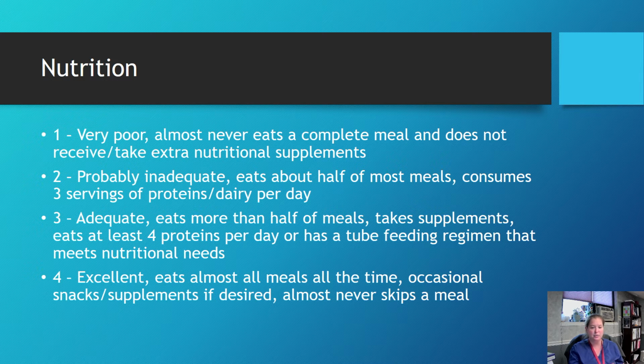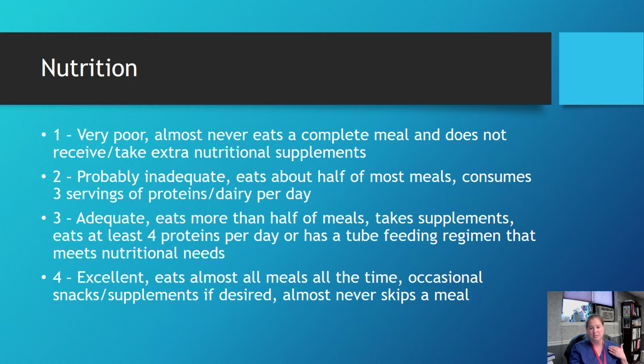consume at least 3 servings of proteins and dairy per day, kind of eat a varied diet. Adequate is going to be someone who eats more than half of their meals, might take supplements, eats at least 4 proteins a day, or someone who has a tube feeding that's managed by the dietitian that would meet the nutritional needs. Even if they don't have PO intake, we would consider that a score of 3. That would be adequate. You're meeting most of the nutritional needs.